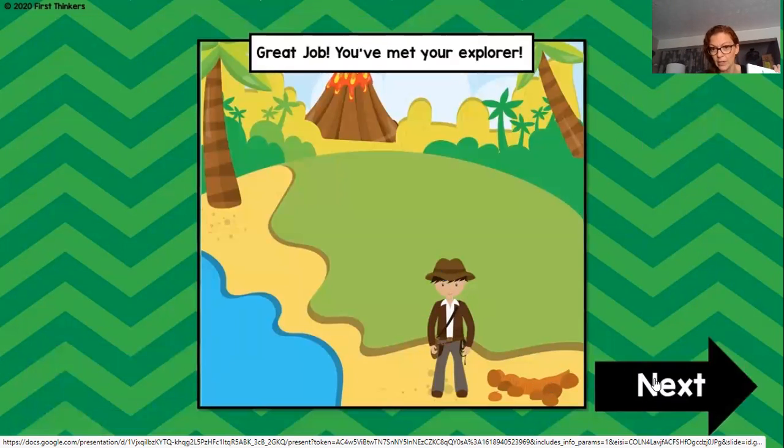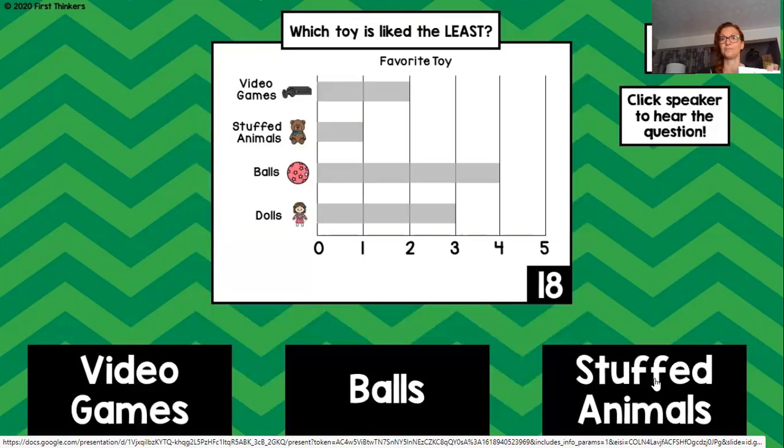Absolutely. Hey, little explorer. What's next? Which toy is liked the least? What does least mean? The smallest, right? Which one is liked the least or has the smallest number?